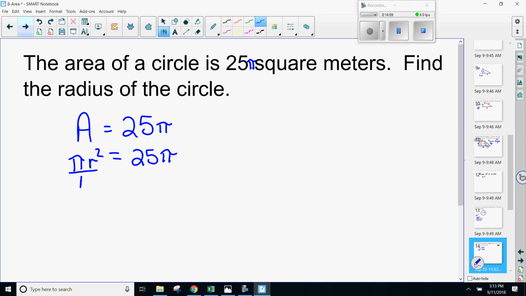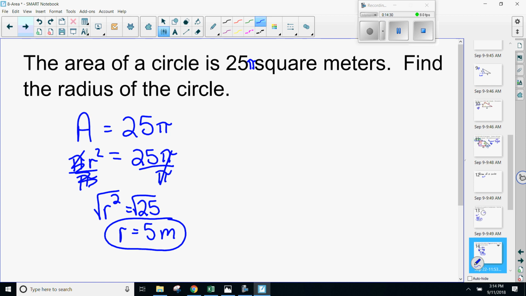We divide both sides by pi. Okay? That means the only difference is that r squared has that value of 25. So what is the radius? 5. You have to take the square root to get rid of the square. The radius is 5 meters. Working your formula backwards. If I just put 25 there, you're going to get a radical that has a fraction involved. It's not going to be fun.